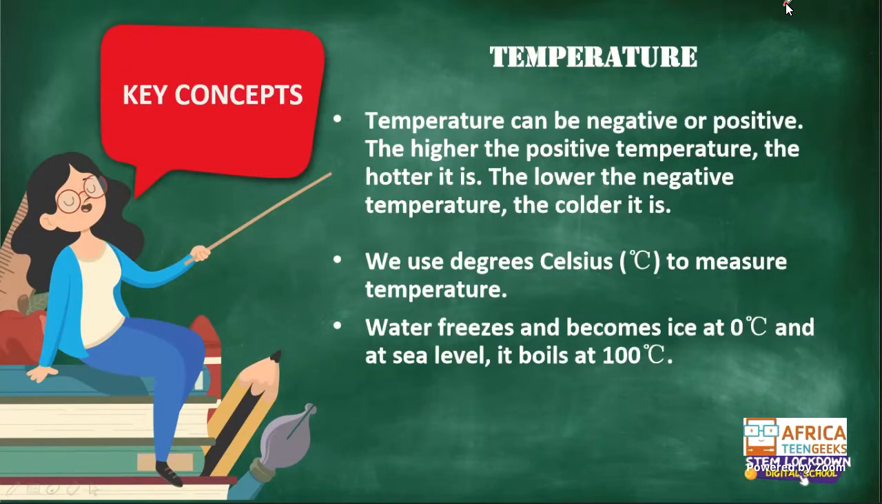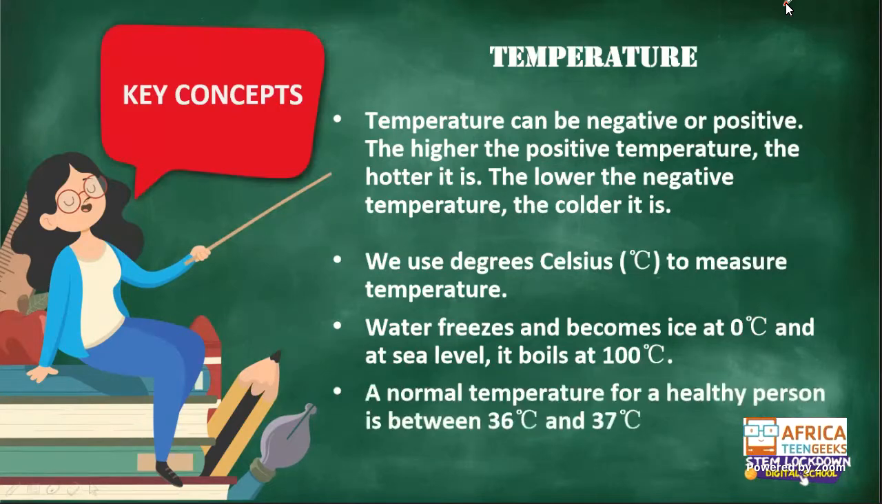Remember, the higher you move from sea level, the temperature at which water boils also comes down a bit. Okay, so let's say if you are in Cape Town, water will be closer to 100 degrees Celsius than if you are in Johannesburg. Maybe there it will be 96 or 95 degrees Celsius where it would start boiling. Okay, and then the normal temperature for a healthy person is between 36 and 37 degrees Celsius.